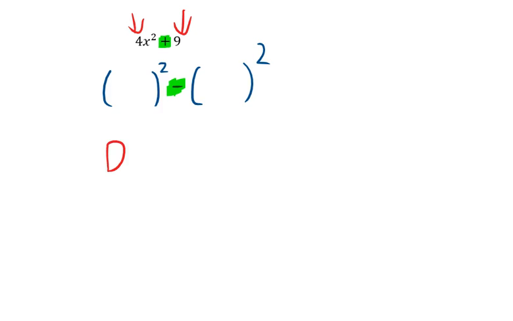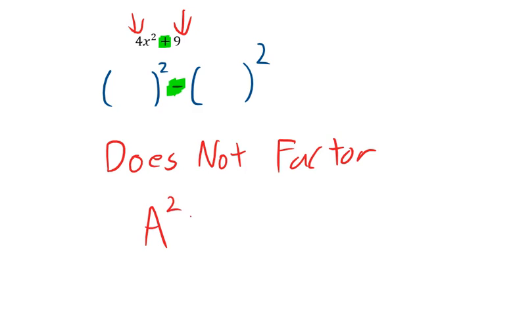4x squared plus 9. I look at this, I'm like, oh, 4 is a square number, 9 is a square number. But the thing is, I can't write it as a difference of squares. Here it's a plus sign. Difference of squares is for minus signs, so this does not factor. If I have a sum of squares, it is not going to factor.